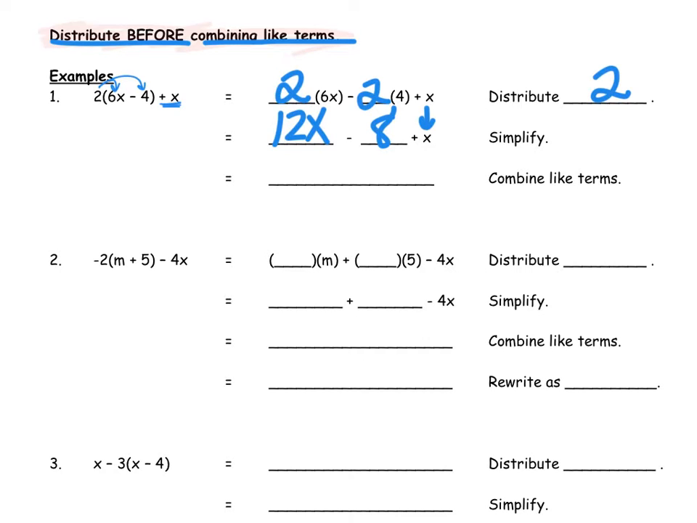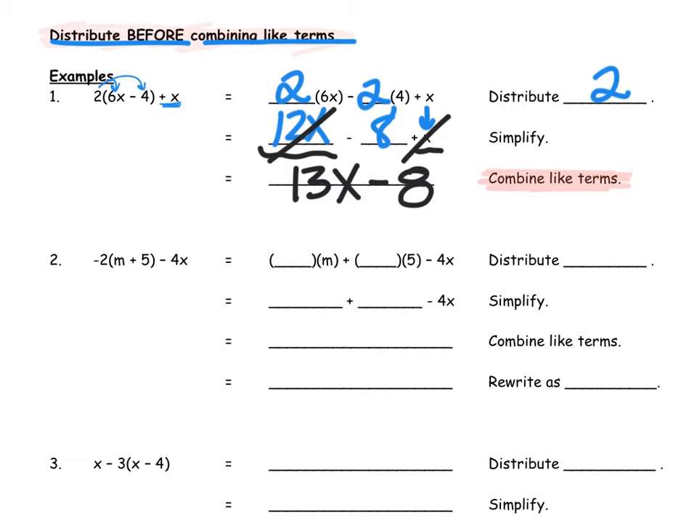Okay, looking here, we need to combine like terms. So if we look right here, we can see that we have a 12x and we have a regular x. So those two terms are alike, so we're going to combine the 12x and the x to get 13x. We've used those two, and now our negative 8 comes down.